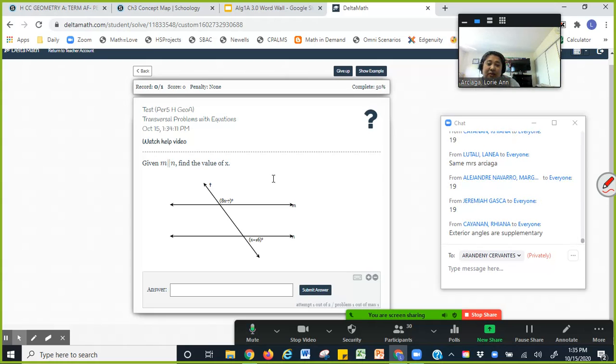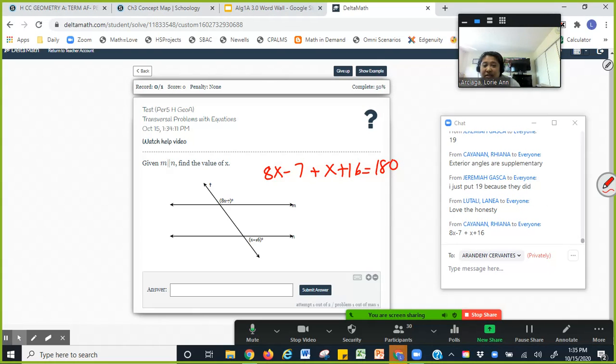So you can, exterior angles are supplementary. Okay, yeah, same side. Yep. Same side exterior angles are supplementary. So you have to add them up. There you go, equal to 180. And then I just put 19 because they did. And it worked, right? Okay. So yeah, these two are same side exterior angles.